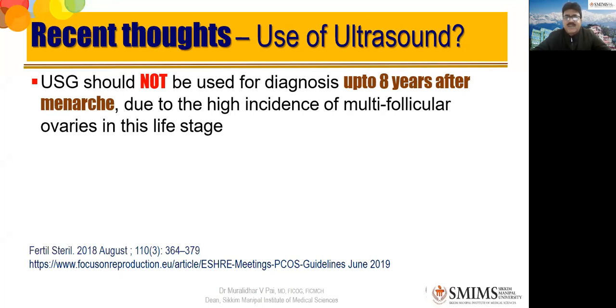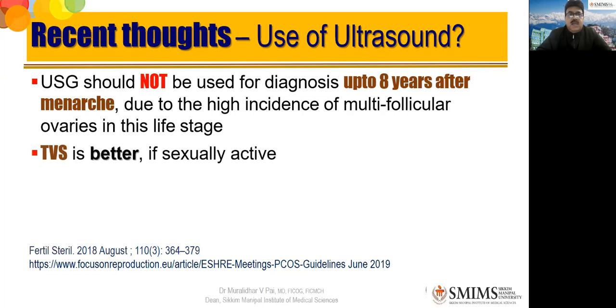On the plumper side, overweight side, you will put two things together and say she is having PCOS, which is not true. So that's why they have now very clearly said, ESHRE, June 2019, don't do ultrasound up to 8 years after menarche. Let them just enjoy their adolescence. Let them just be like that. If at all you want to do, it is better we do TVS. Of course, the caveat is if they are sexually active. Otherwise, you have no right to put a TVS probe in a young girl who is especially unmarried.